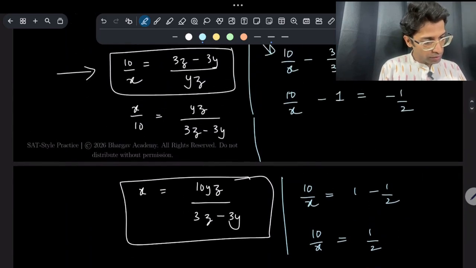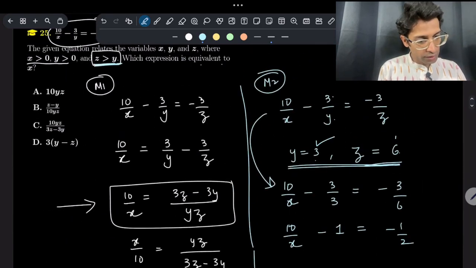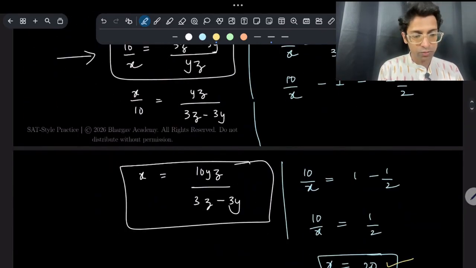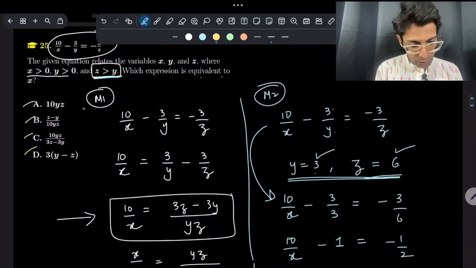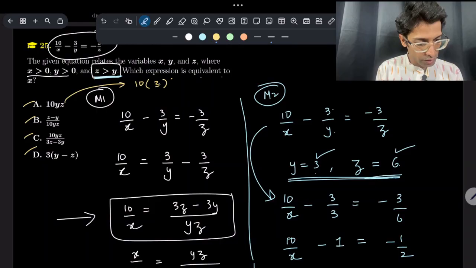Now I have to substitute y equal to 3 and z equal to 6 into all these options and check where I am getting x equal to 20. So that's what I should do. So let me substitute: 10 into y is 3, z is 6. This is definitely not 20, so this is not the answer.